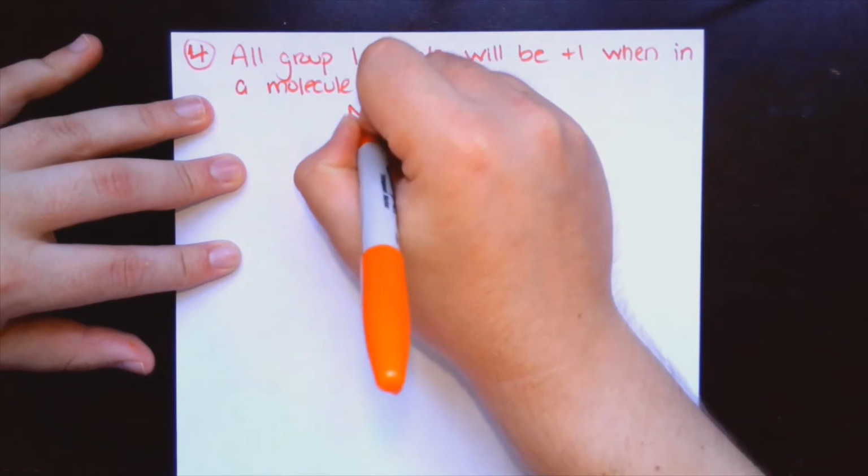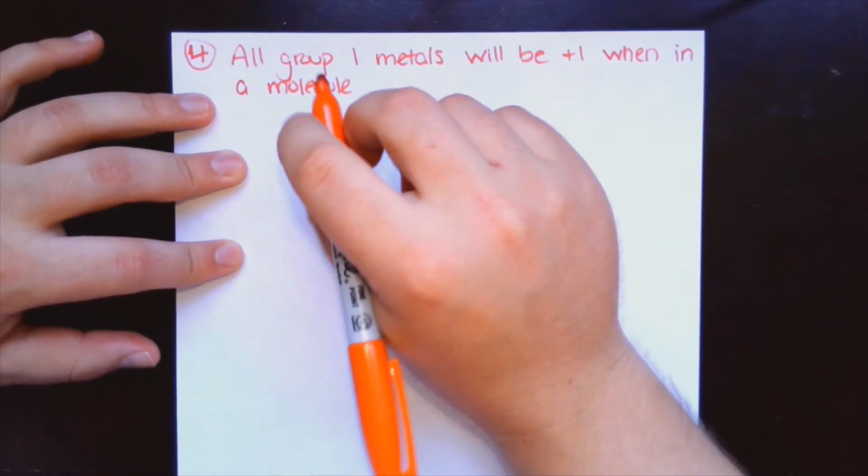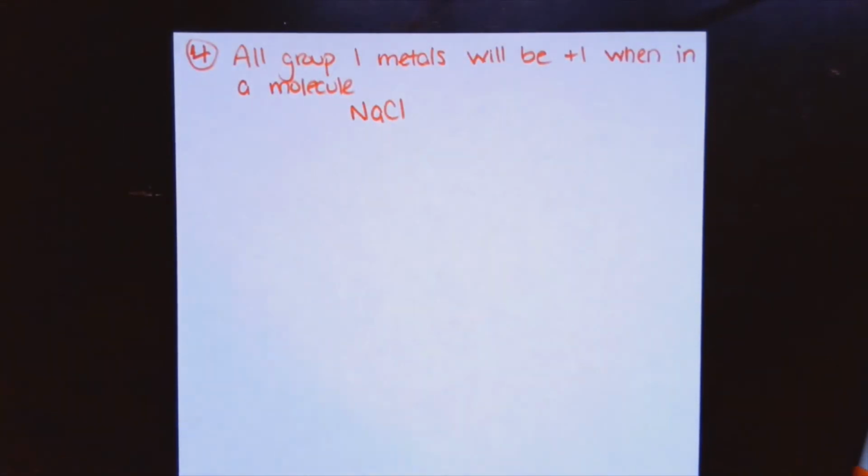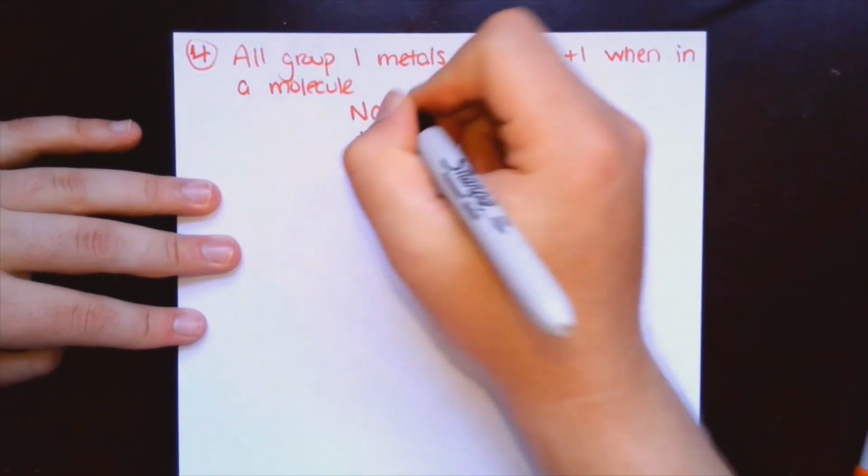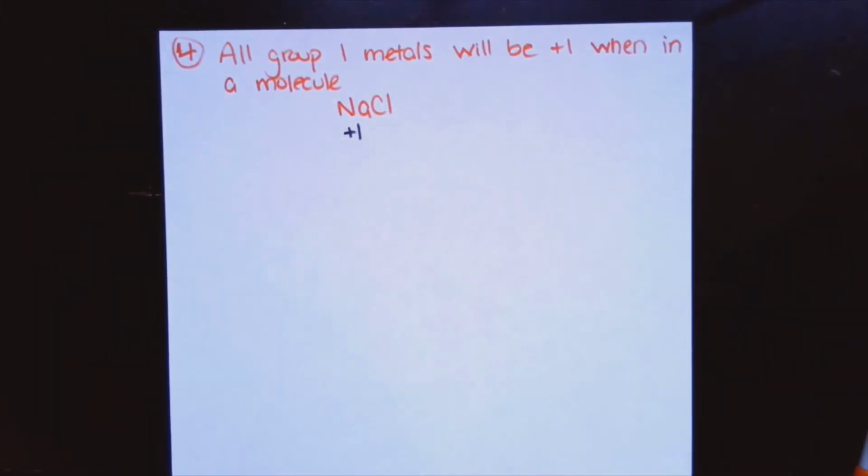So NaCl, for instance. Sodium is a group 1 metal. It's in a molecule. Its oxidation number is definitely going to be +1, no exceptions.